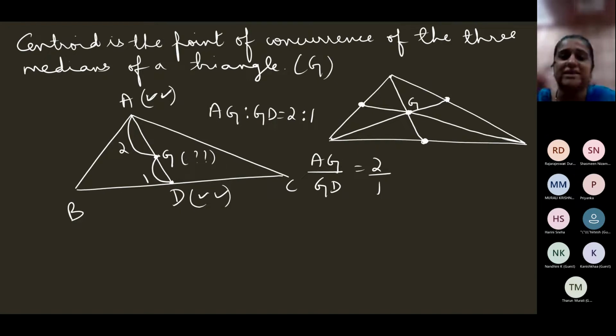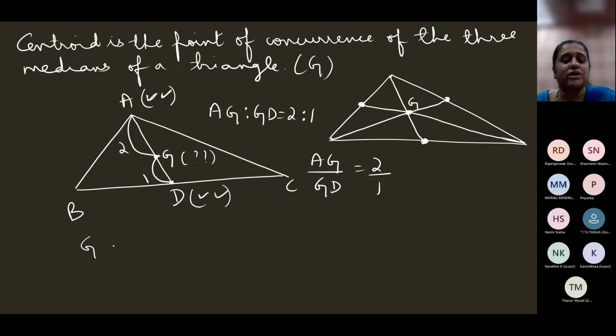G divides AD in the ratio AG to GD, which is 2:1. From the vertex to the centroid, 2 parts. From the centroid to the midpoint, 1 part. That is the ratio, AG to GD, 2:1. To find the coordinates of G, you can use a section formula because G is the point of division of AD. And what is the centroid? It's the point where the 3 medians meet.